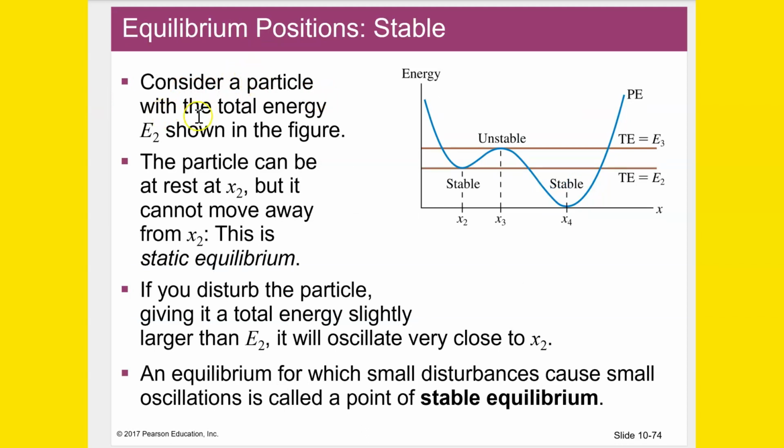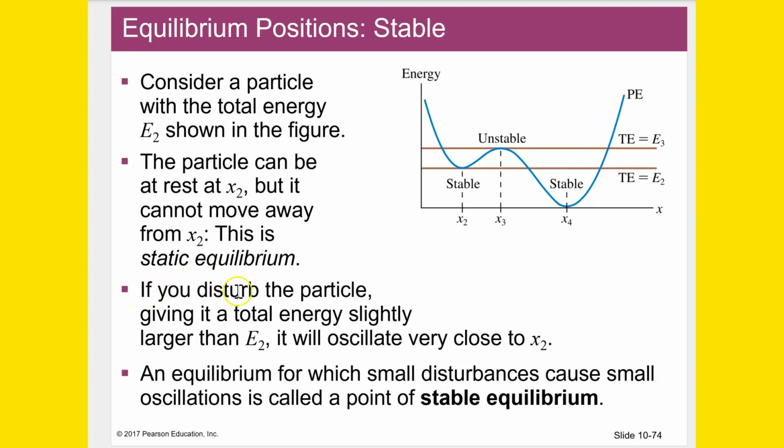All right, consider a particle with total energy E2. So this is the total energy line. The particle can be at rest at x2, but it cannot move away from x2. The reason it can't move away is because it doesn't have any extra total energy to move away from x2. So unless some outside force acts on it, it can't increase its potential energy. So it can't move this way or that way. That's called static equilibrium.